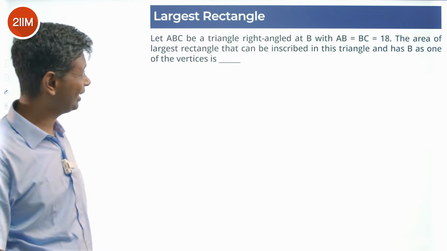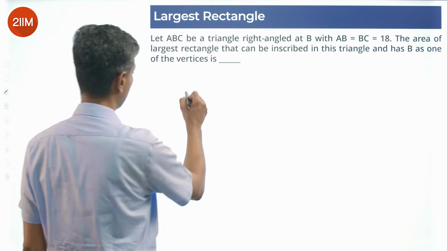Let ABC be a triangle right angled at B with AB equal to BC equal to 18.